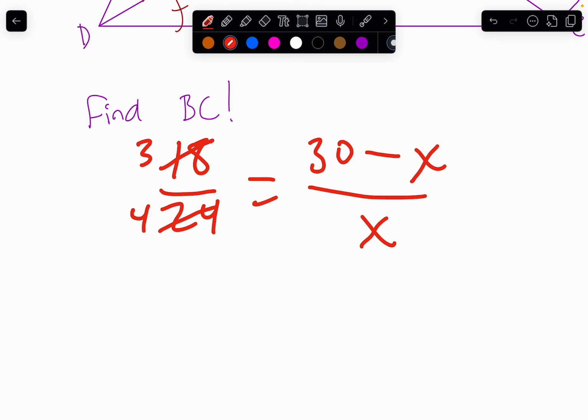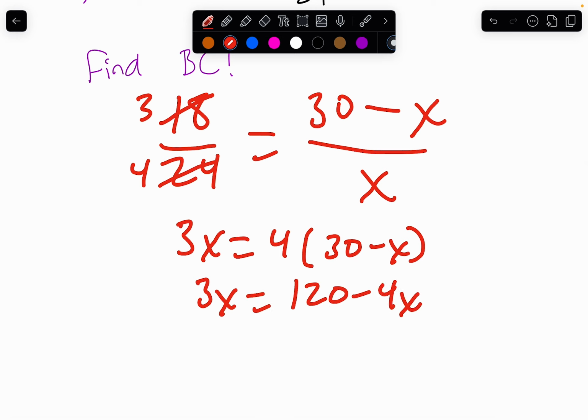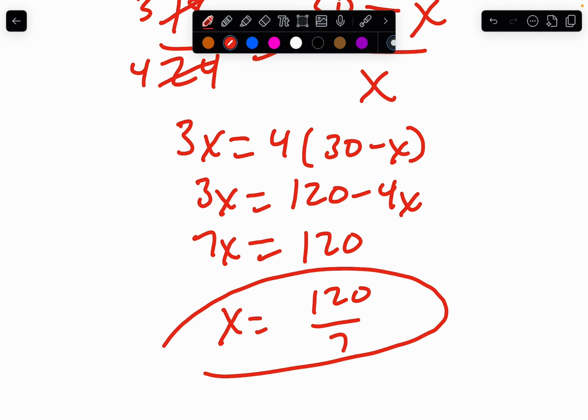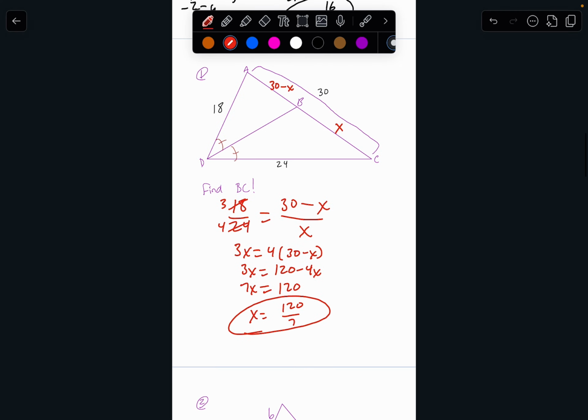So then I cross multiply. 3 times x is 3x, equals 4 times 30 minus x. So we have 3x equals 120 minus 4x, 7x equals 120, x equals 120 over 7, and that cannot be reduced. 120 is not a multiple of 7. So since we called BC x, isn't that where we put the x, then we're done. We got the answer. That is what x equals.